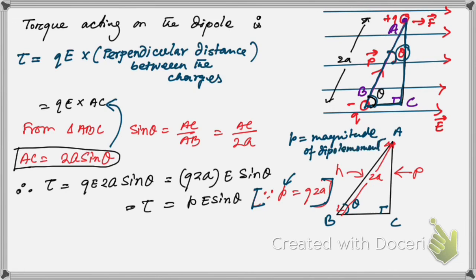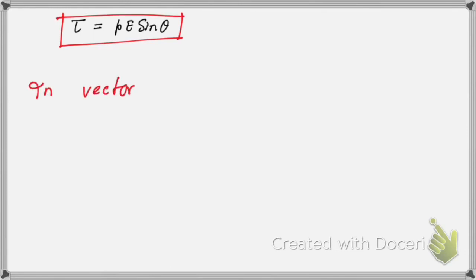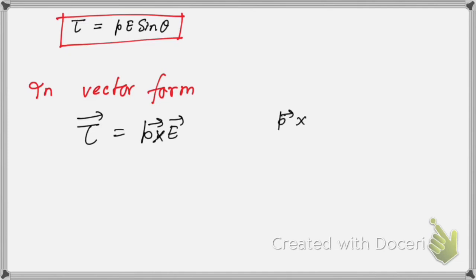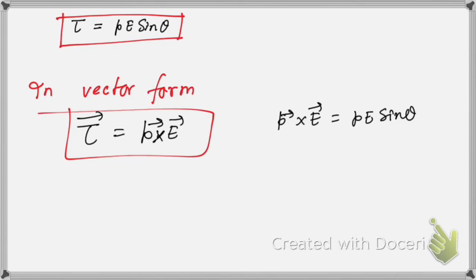So now this is the scalar form of torque acting on a dipole. So we have got the scalar form of torque. Let me write the expression again. In vector form, it will be this tau, that's going to be P cross E, because these are vector quantities, dipole moment and electric field, and the cross product of these two vectors is equal to the product of their magnitudes and sine theta, right? So this is the vector form.